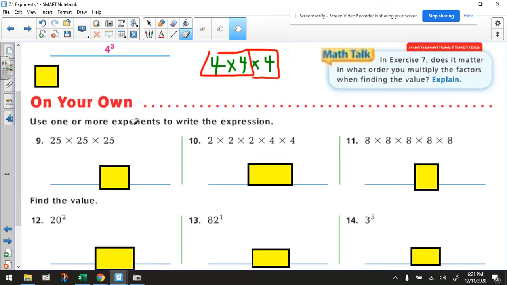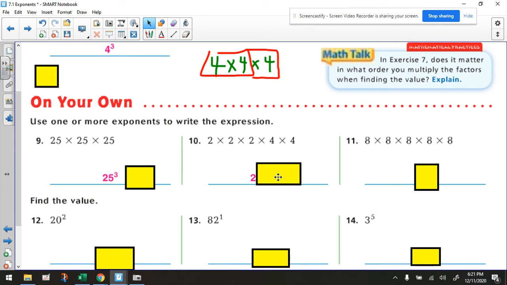All right, so here it says use one or more exponents to write the expressions. Here the base would be 25, and then we have to count up how many times we see it. 1, 2, 3 times. Over here, we have the factors of 2, 1, 2, 3. So we have a base of 2, and since that occurs 3 times, we would put it as a 3. And then the other factor that we're multiplying in with that, so don't forget that multiplication sign, we have 4 as a factor twice. See, 1, 2.